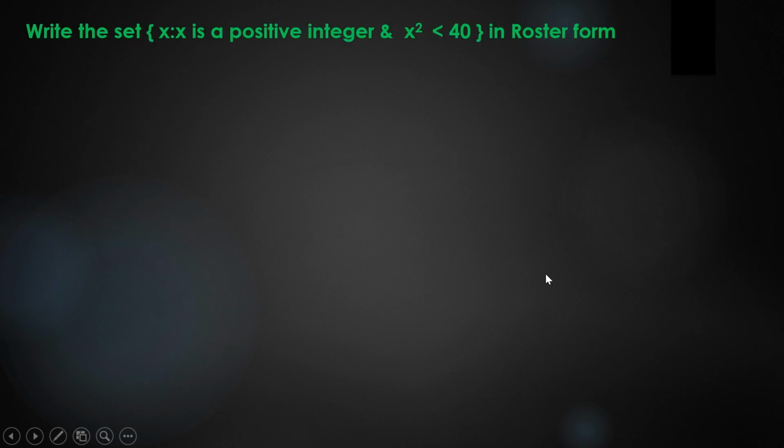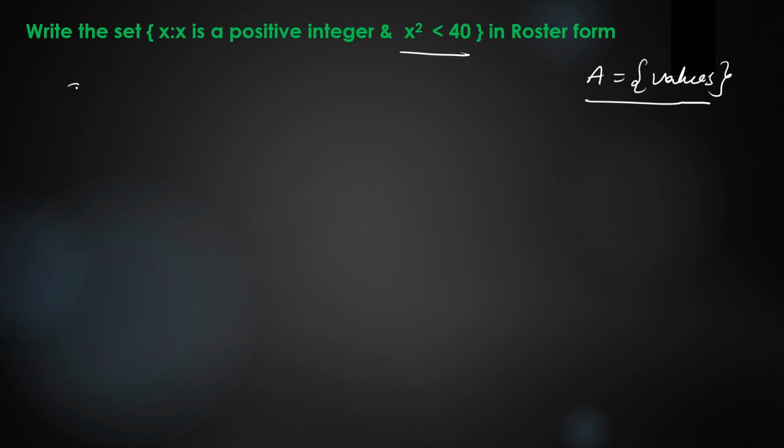Read the question carefully. What have they asked? Write the set x such that x is a positive integer and x square is less than 40 in roster form. So here also they are asking us to write in roster format. If you observe the condition they have given, x square is less than 40.